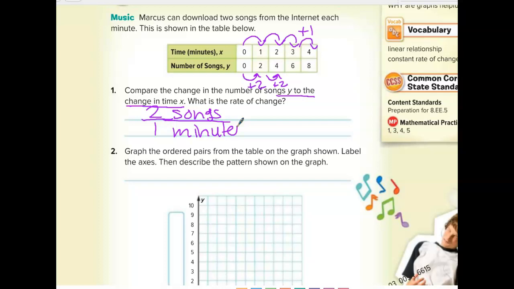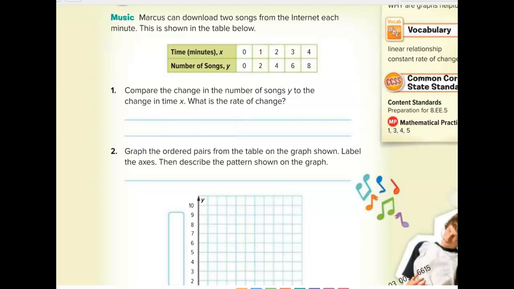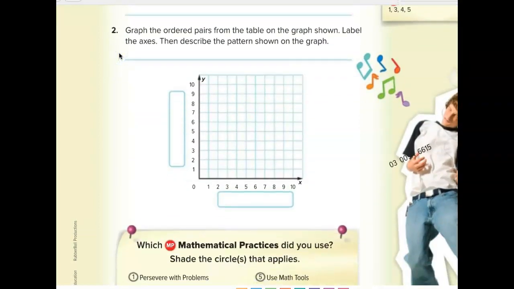Questions? No. Okay, so then on 2, you need to graph the ordered pairs from the table on the graph shown, label the axes, then describe the pattern shown on the graph. So, which is your x? Show me with your hands. Which is your x-axis? It's this one, right? It's your horizontal. So what was our label for our x's up top in that table? Minutes. And then what is our label for our y-axis? Songs.